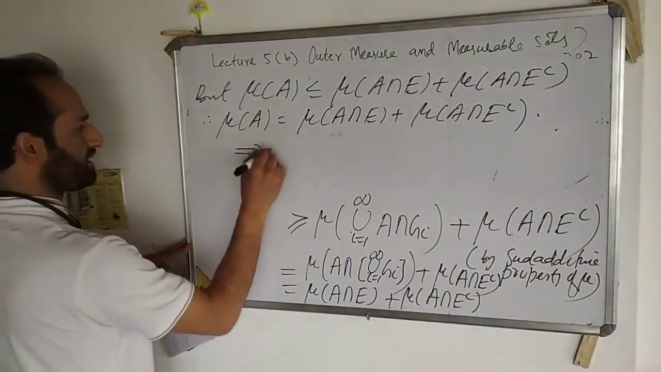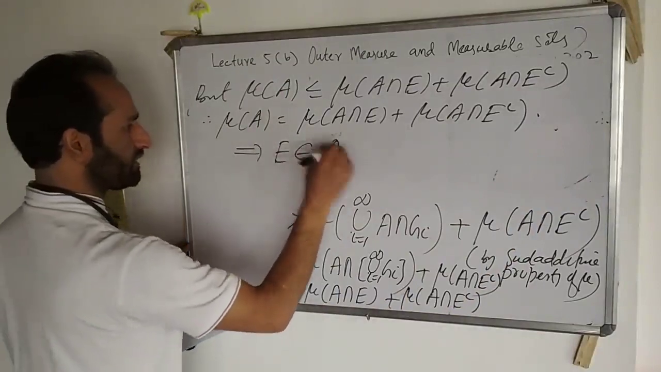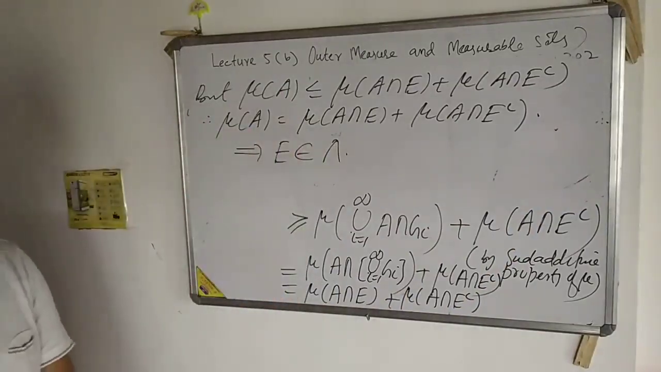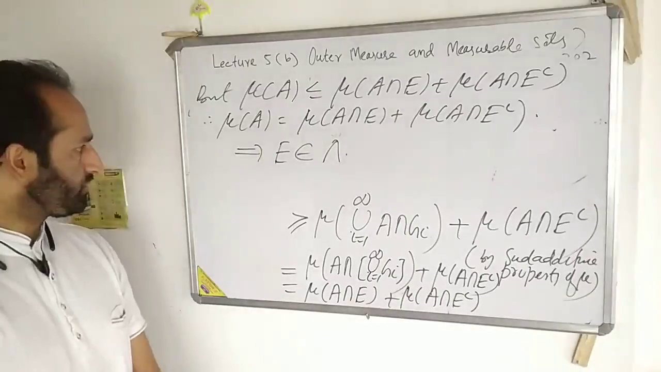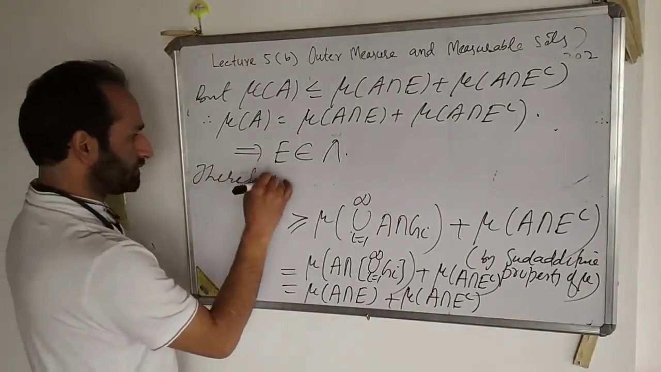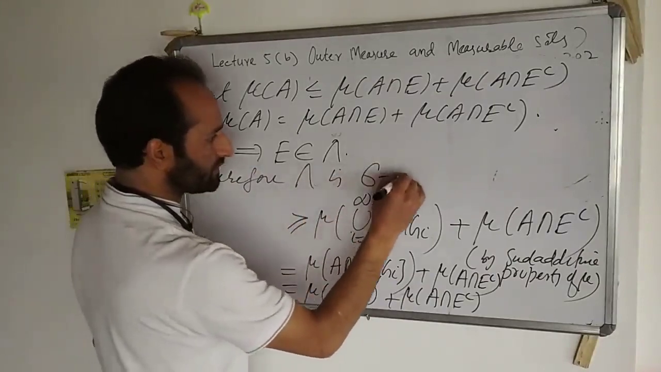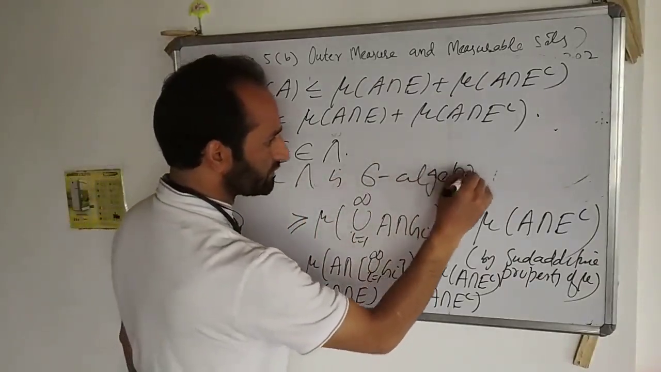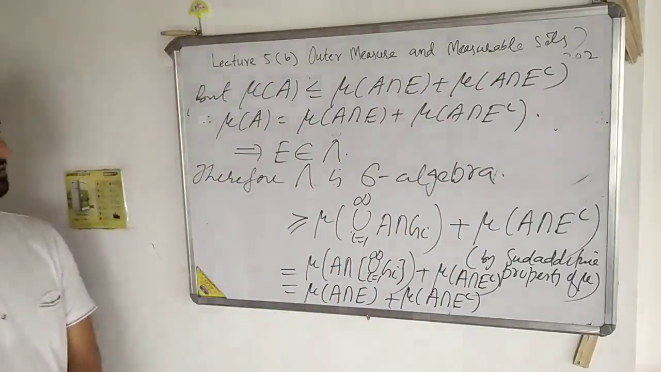So this implies that E belongs to lambda. So thus lambda is closed under countable union. So therefore lambda is a sigma algebra. It is a sigma algebra.